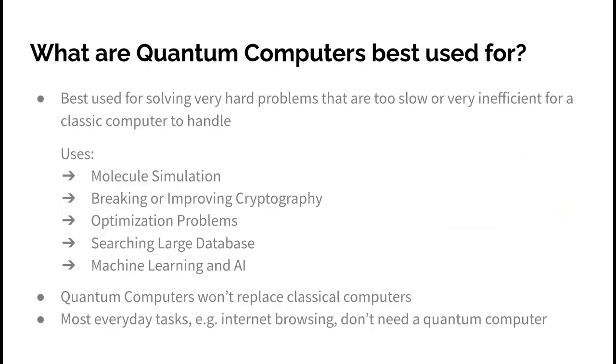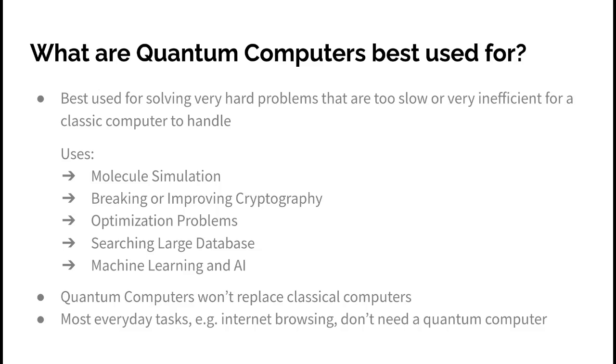So what are quantum computers best used for? They're best used for solving pretty hard problems that are really slow or inefficient for a classical computer to handle. Some common examples are molecule simulation, breaking or improving cryptography, optimization problems, searching large databases, machine learning, and AI.